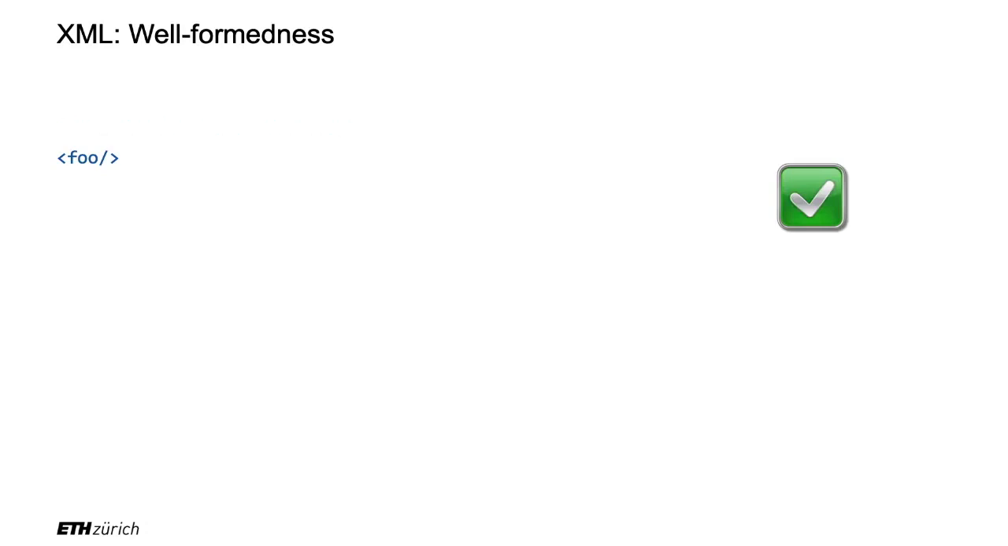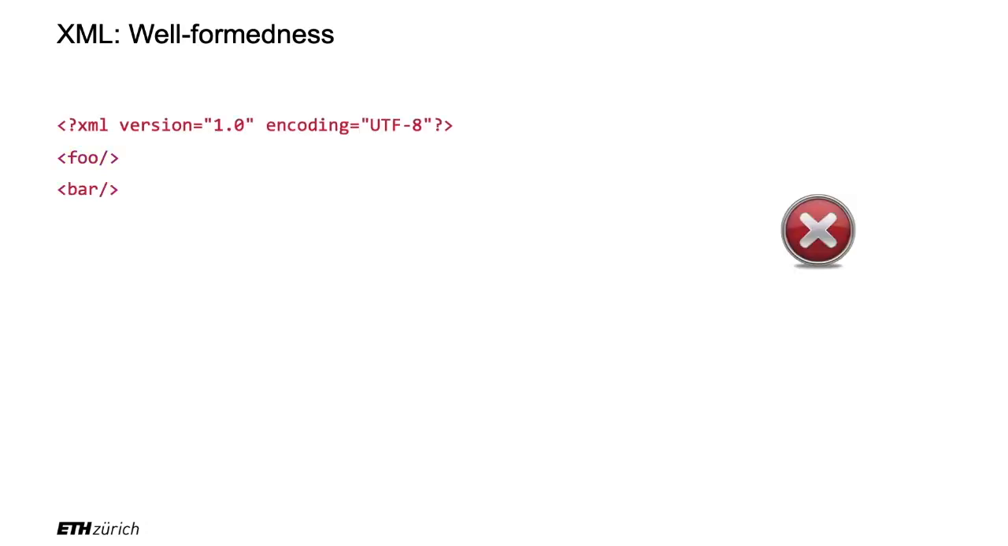Okay, so this is well-formed. This is well-formed. This is not well-formed because you can only have one top-level element in an XML document. Only one top-level element, and here you have two. You have foo and then you have bar. You cannot have that in an XML document. Only exactly one top-level element, not 0, not 2, exactly 1. Okay, so this is not okay, but this is okay.